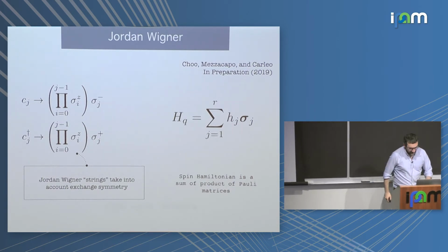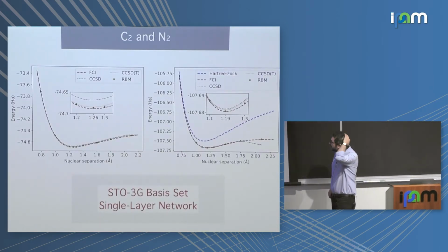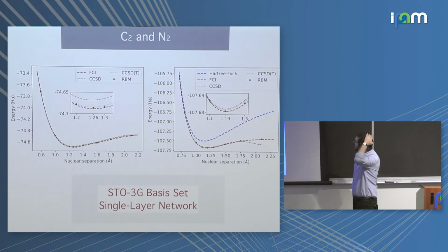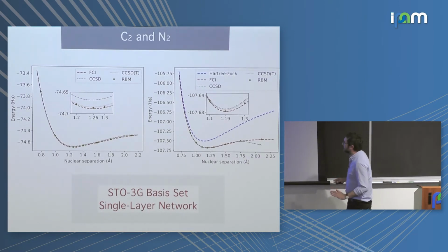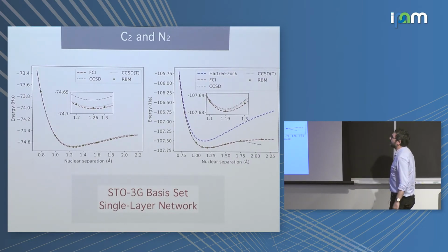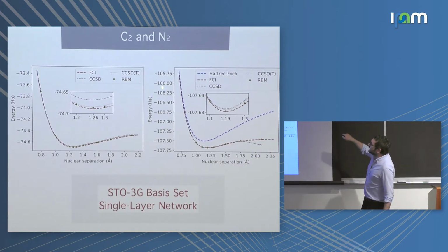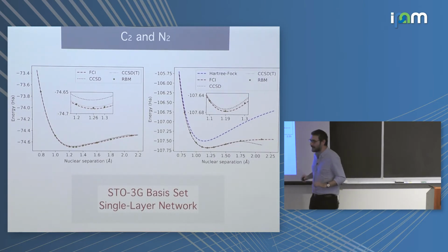Now, to give you an idea of what we've been doing with this approach, we've studied a couple of diatomic molecules too. So this is C2 and N2. These are results in a minimal Gaussian basis set, because we wanted to understand how well we can capture correlations in this kind of molecule. And we use, again, our favorite simple-minded RBM with very few parameters.